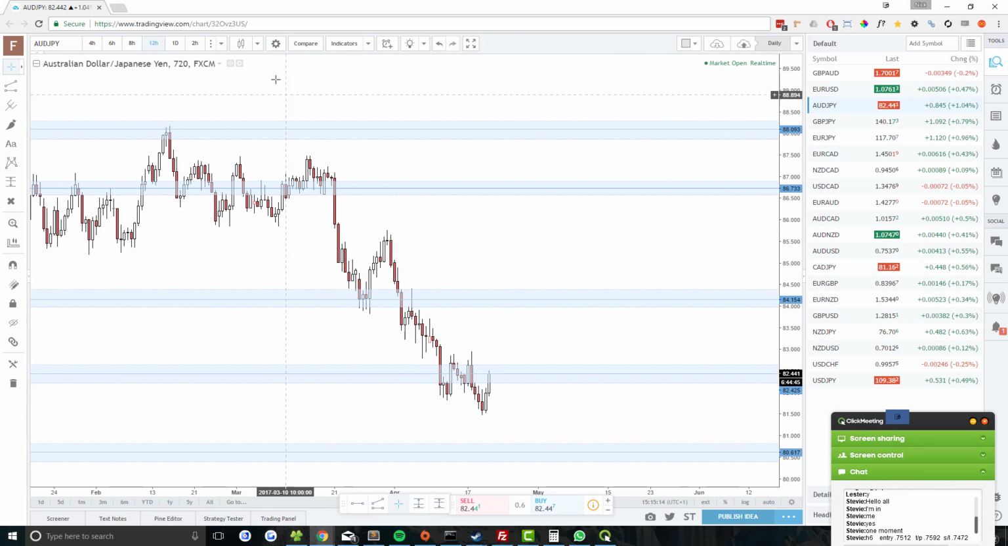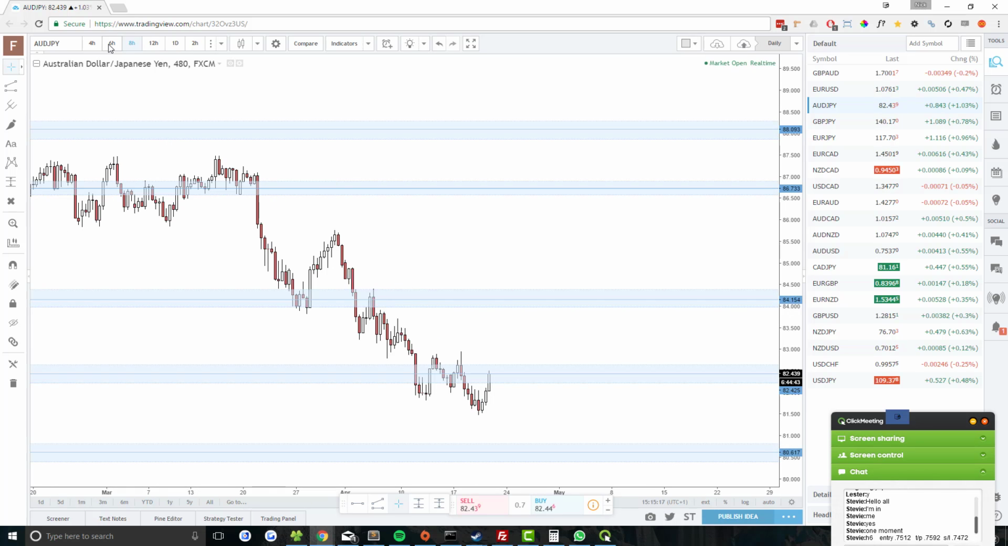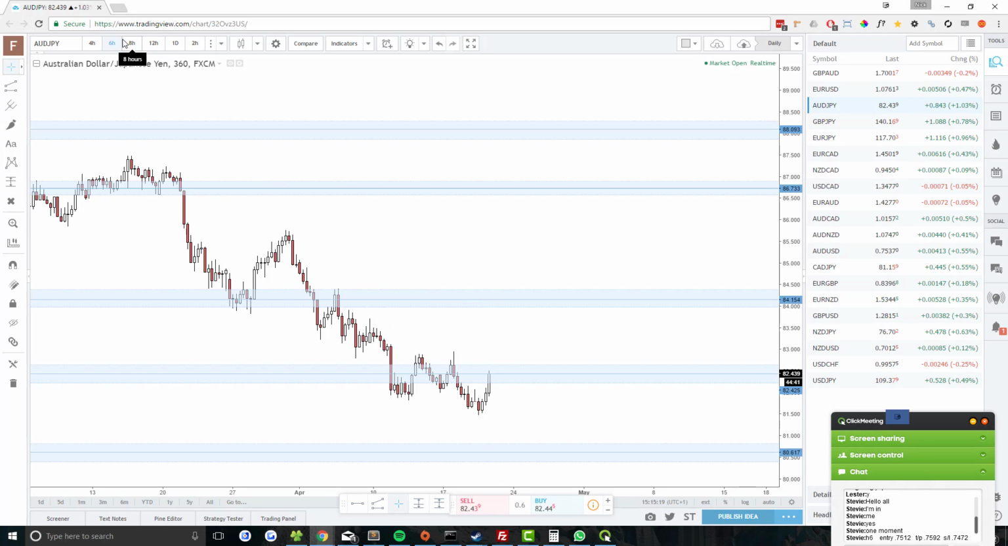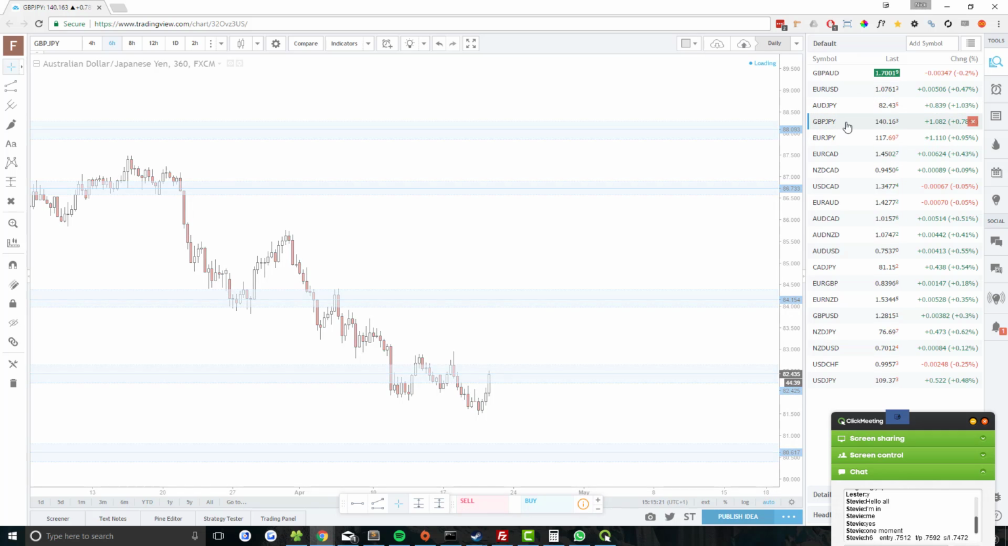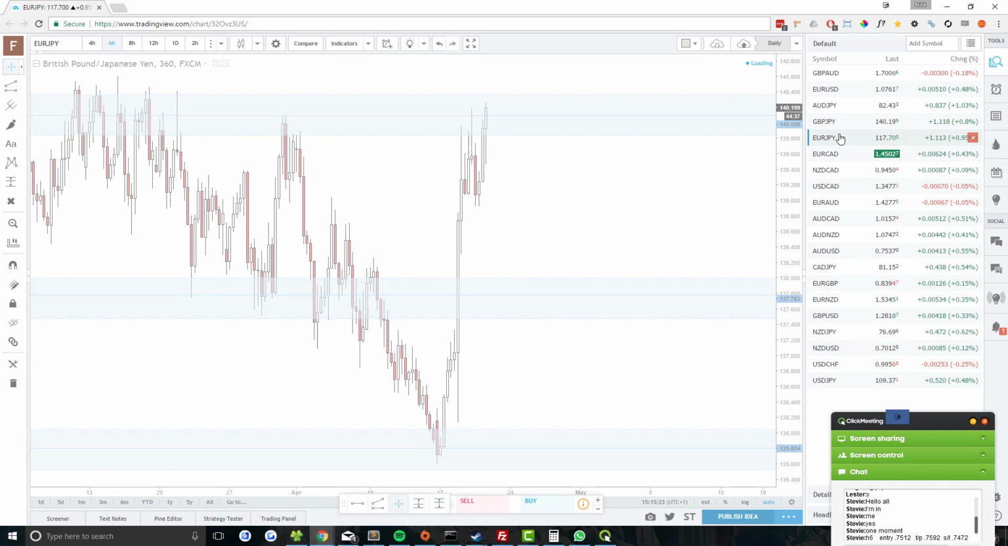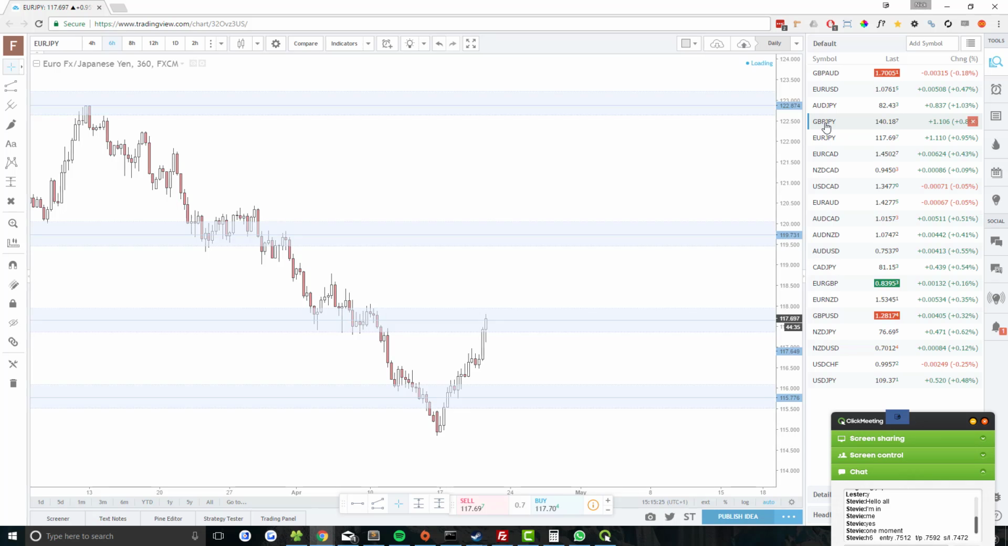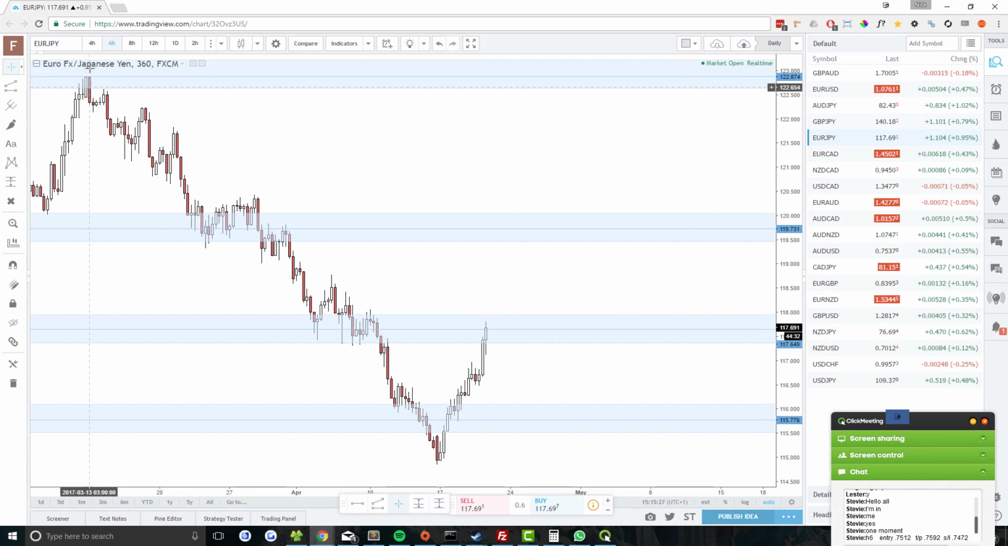AUDJPY, just a simple continuation reversal. Looks best on like the 6-hour, 8-hour, so keep a close eye on that. And then all the other JPY pairs, it's a similar thing, continuation reversal. So looking for a continuation of the overall downtrend, something like that. We'll just see if we actually get that kind of move.